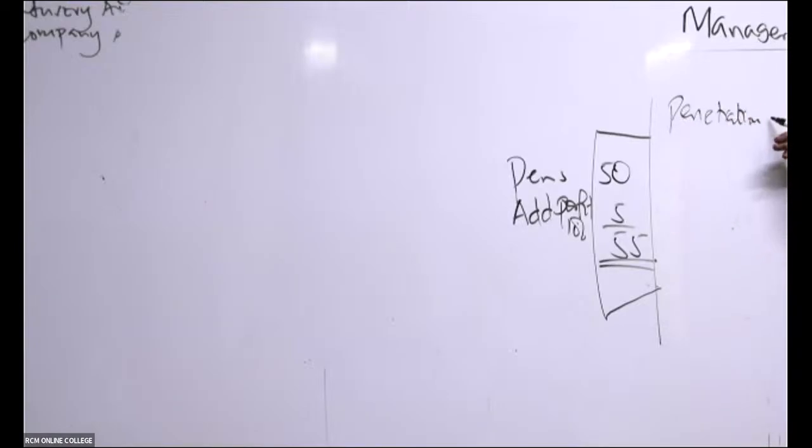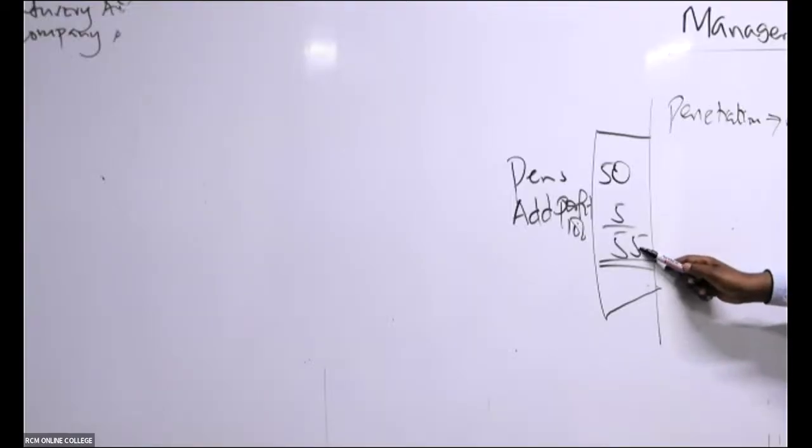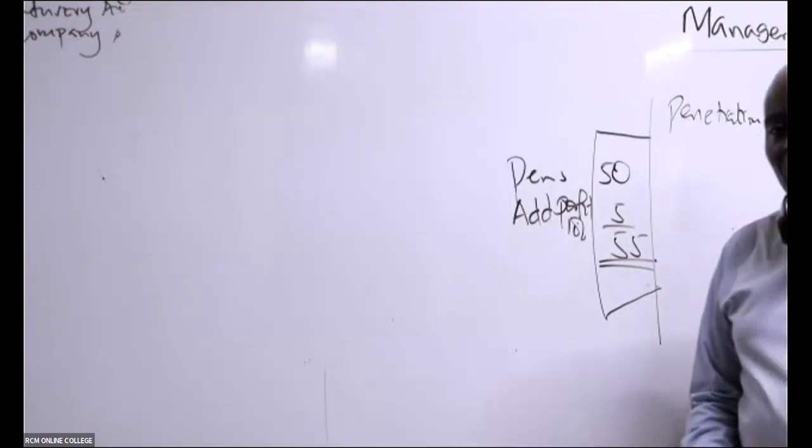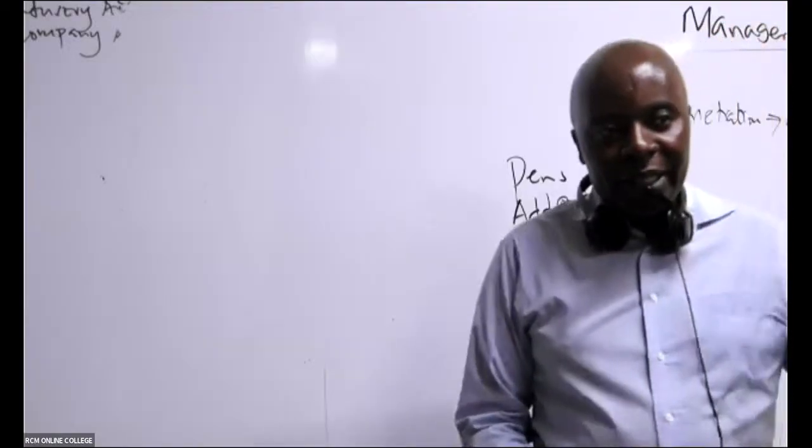So for example, for me to penetrate this market, I can even decide to sell this thing at, what, 40. Yeah, so that I can penetrate the market, and then later on, after these people discover my product is of high quality, I can now increase the price.